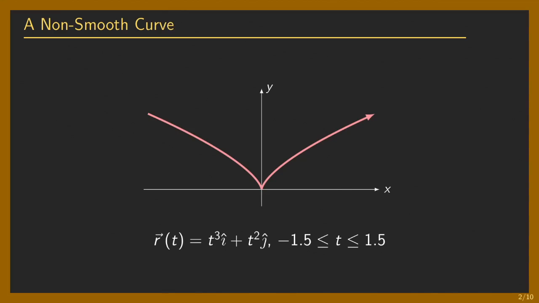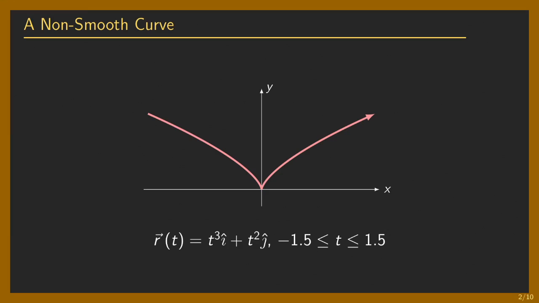To begin, or to properly define what it means when we say that a curve is smooth, let's give first a non-smooth example. So you can consider the curve on the picture. As you can see, the curve makes a very sharp turn at the origin. The vector function for this curve is given as follows: t cubed i plus t squared j. Notice that this doesn't have a k component, so it means the curve totally lies in the xy plane. The interval of values of t is from negative 1.5 to 1.5.